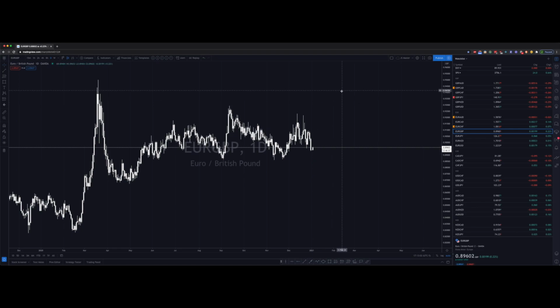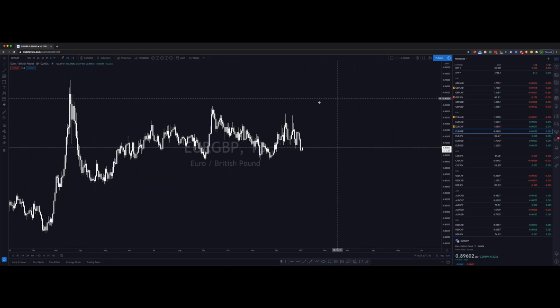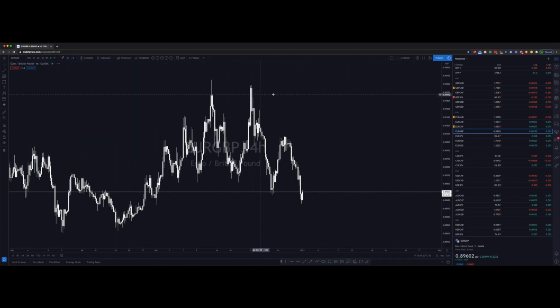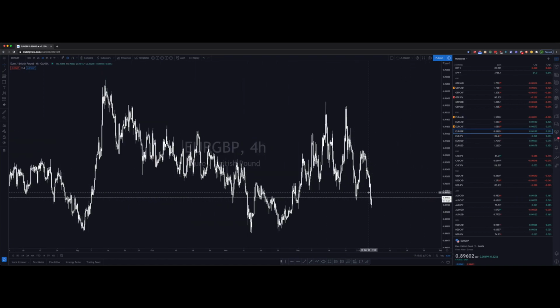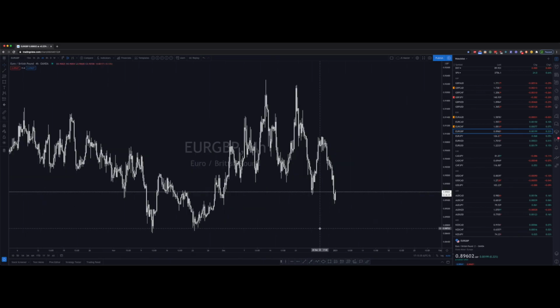EURGBP, yeah, more sideways movement. We had this kind of breakthrough of this previous low here, so price pushed past it. Let's drop to the 4 hour time frame to see what's happening. Yeah, okay. So you did have a push past it, but it wasn't really a clear momentum move through the level. So yeah, I don't know, maybe we might see some shorts on this, but nothing clear for me.